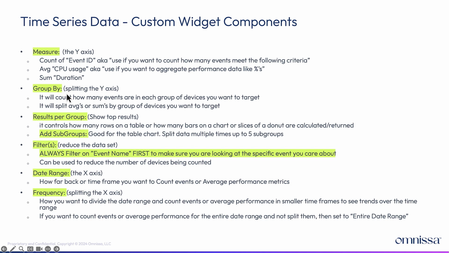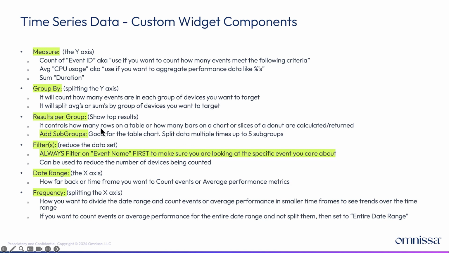Now group by is splitting up the y-axis, or those aggregations, by common groups that you decide. So how many app crashes by app version is an example. Or if you want to split up the performance data by that same group, so app CPU usage by app version, you can do that as well. And then results per group: if the group by you're doing results in like 100 different groups and you want to show the top results, that's what results per group is. This is just an integer, like 10. It's also known as cardinality.